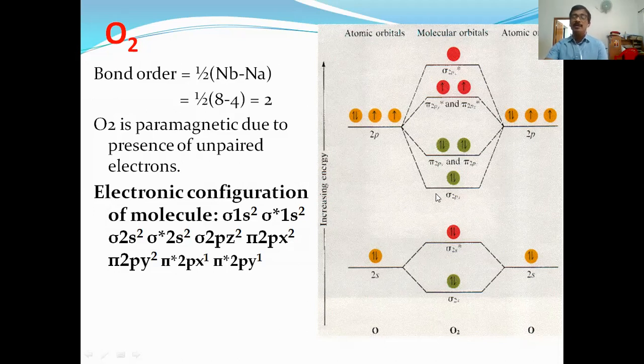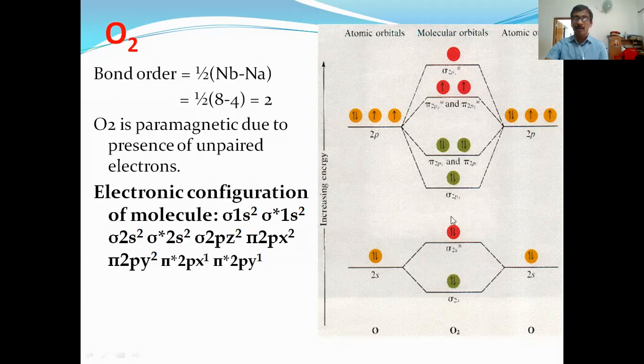So it is the molecular orbital diagram of oxygen. And here you can see 2 unpaired electrons are present in the molecular orbital. So oxygen is paramagnetic in nature. What is the reason? Because of the presence of 2 unpaired electrons in the molecular orbital of oxygen. Pi star 2px and pi star 2py contain 1 electron each. Therefore, it is paramagnetic.